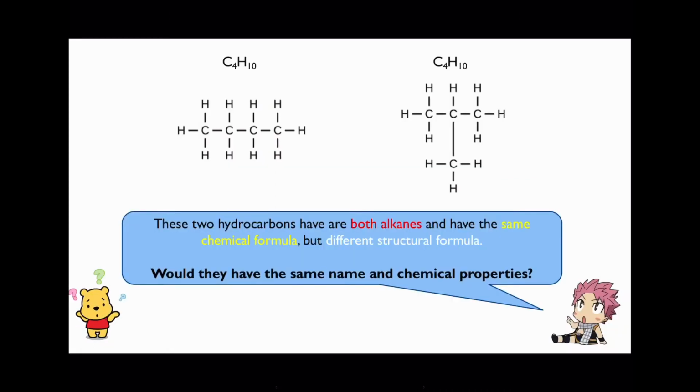Now, I've also got another example over here. These two hydrocarbons are both alkanes, because they have single carbon-to-carbon bonds. They also have the exact same chemical formula, but they are connected very differently, so they have a different structural formula. As a prediction, what do you think their names would be? Would they have the same chemical name and the same chemical properties, or do you expect very different chemical names and different chemical properties? Comment your answers on the right hand side, and then we'll continue with today's lesson.